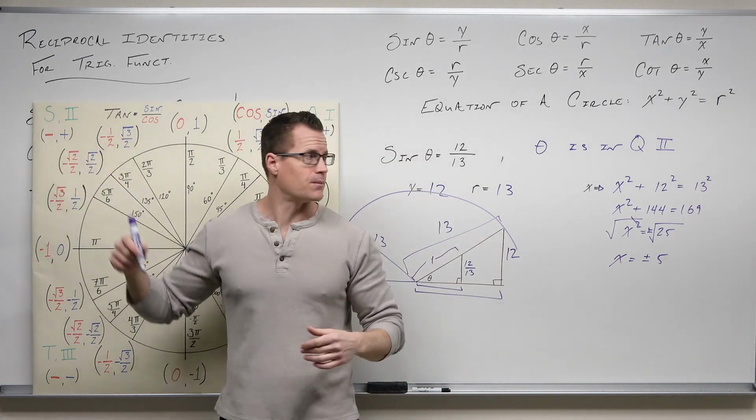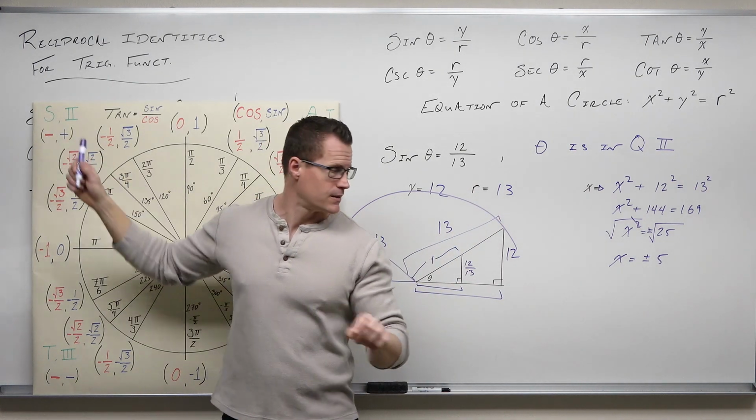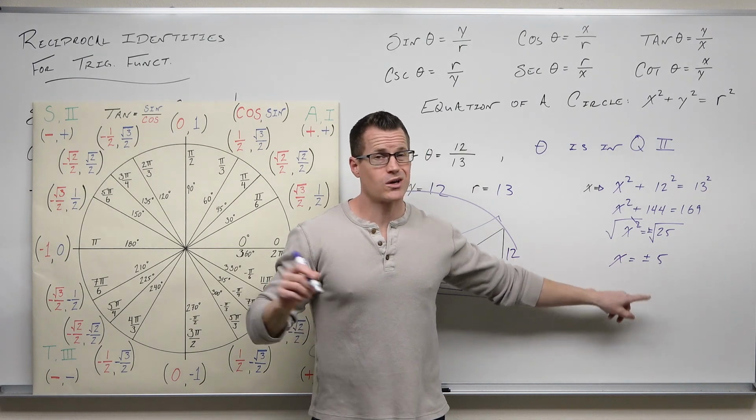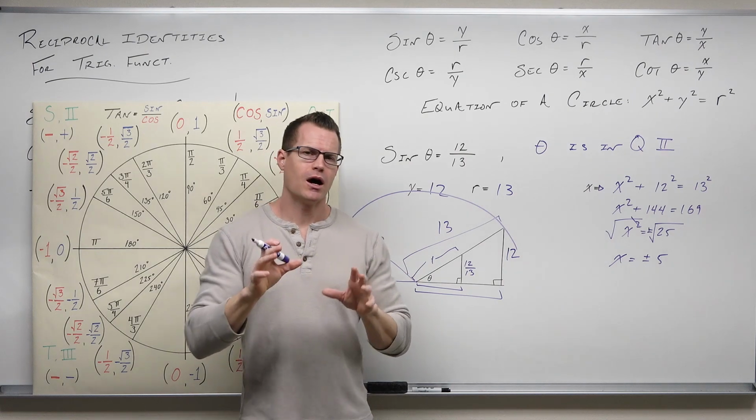X's are negative here. If I'm in quadrant 2, I'm going to pick my negative x. So which one do I pick? Well, cosine's negative, x is negative in quadrant 2, I have to pick the negative. I hope I've explained that well enough.